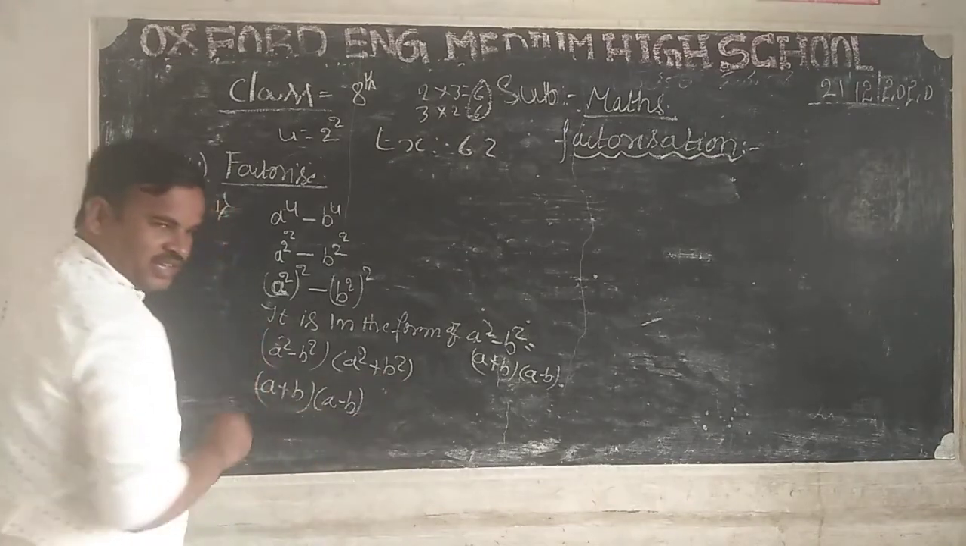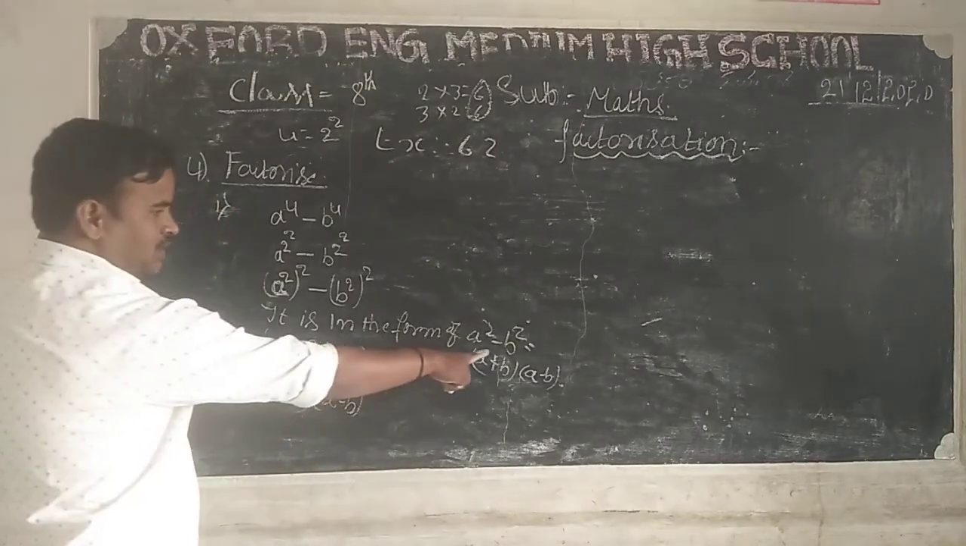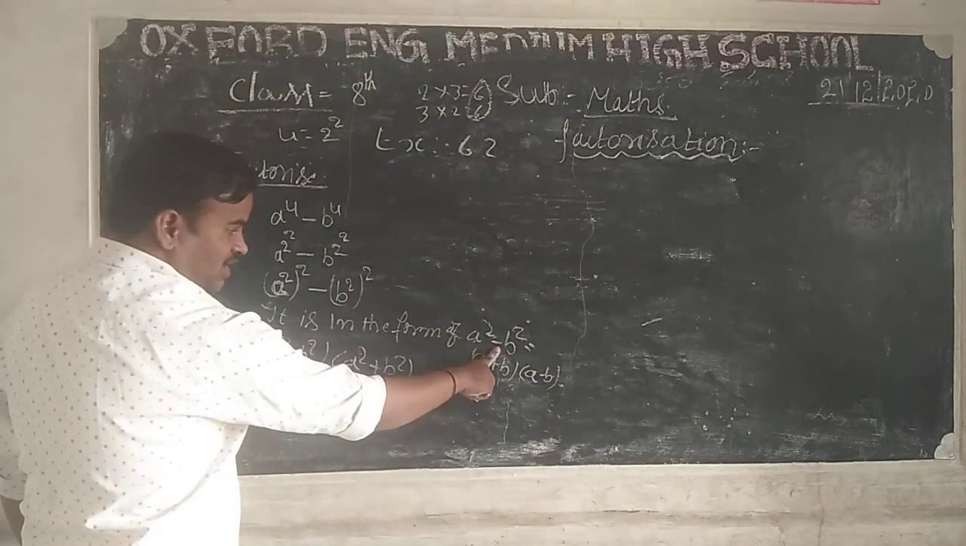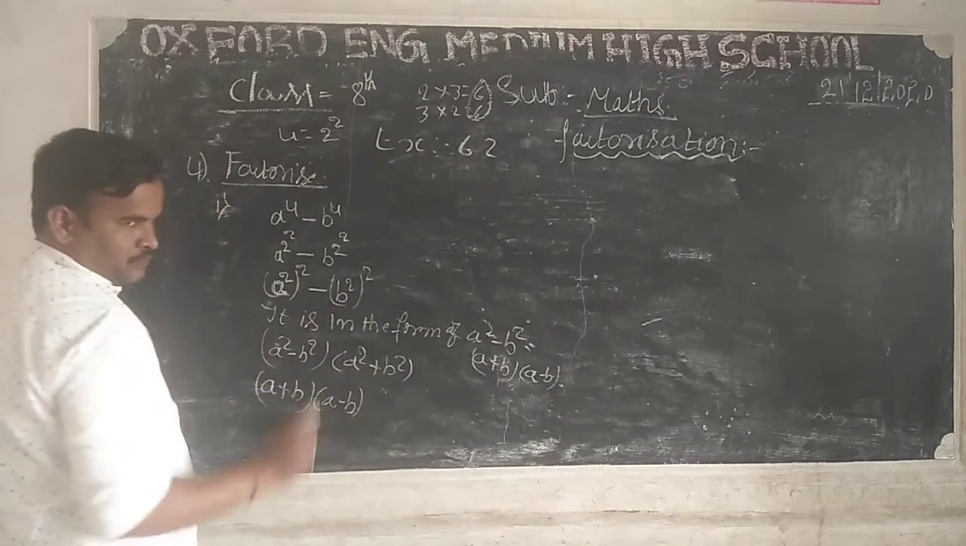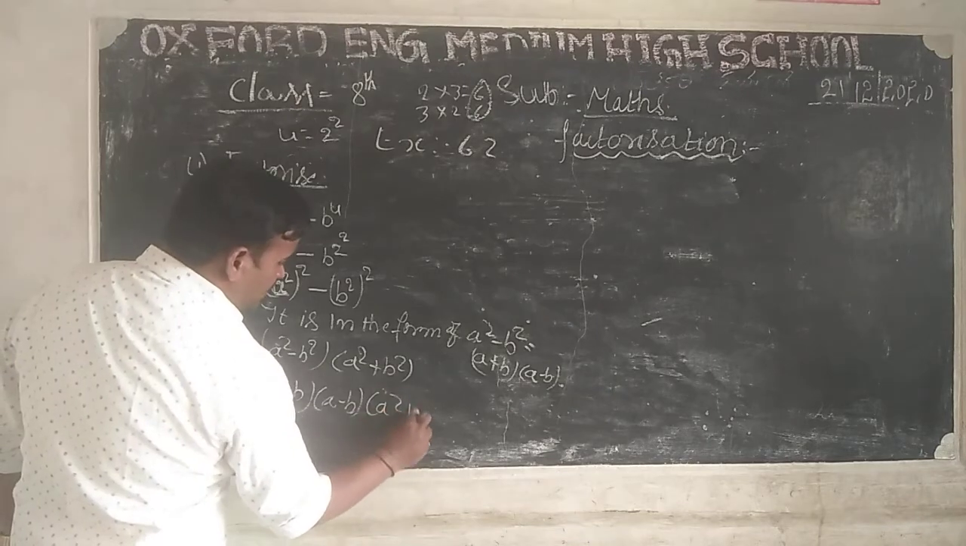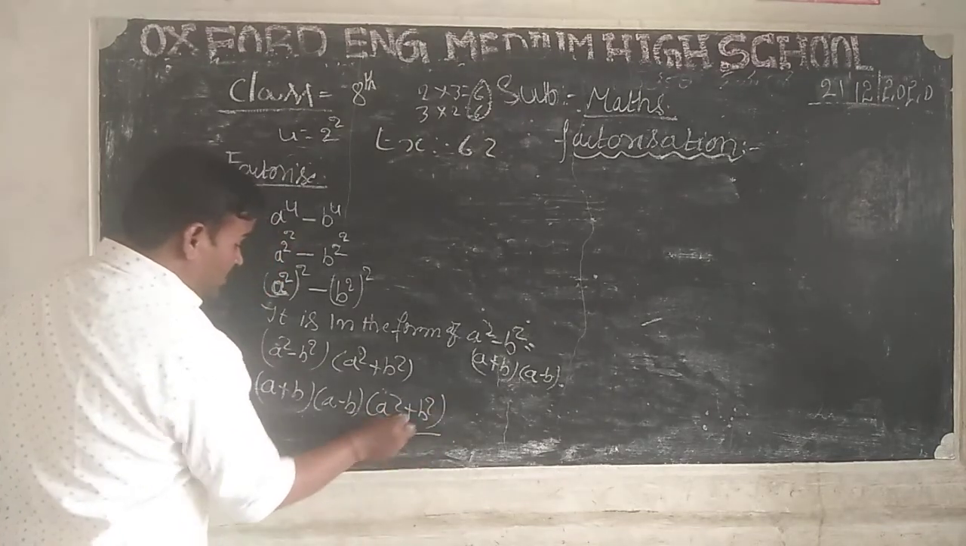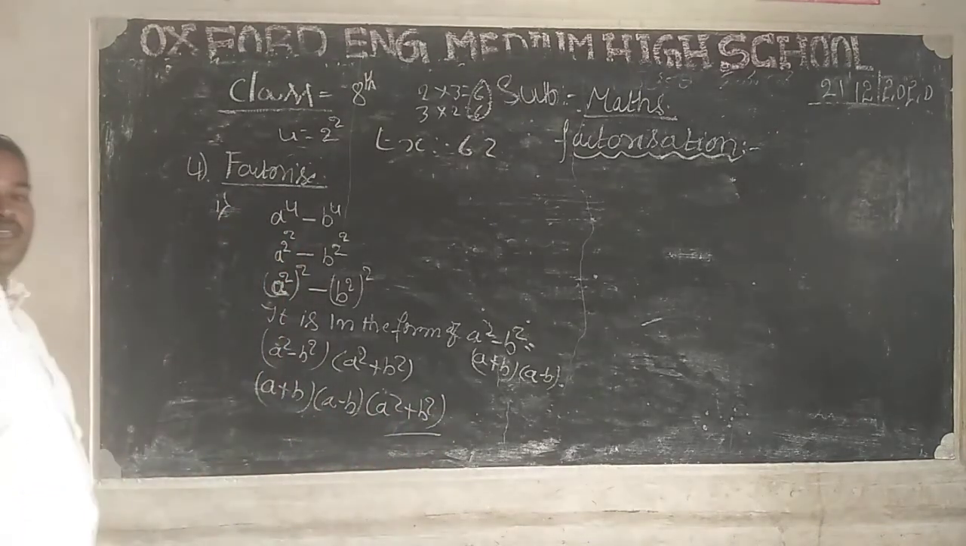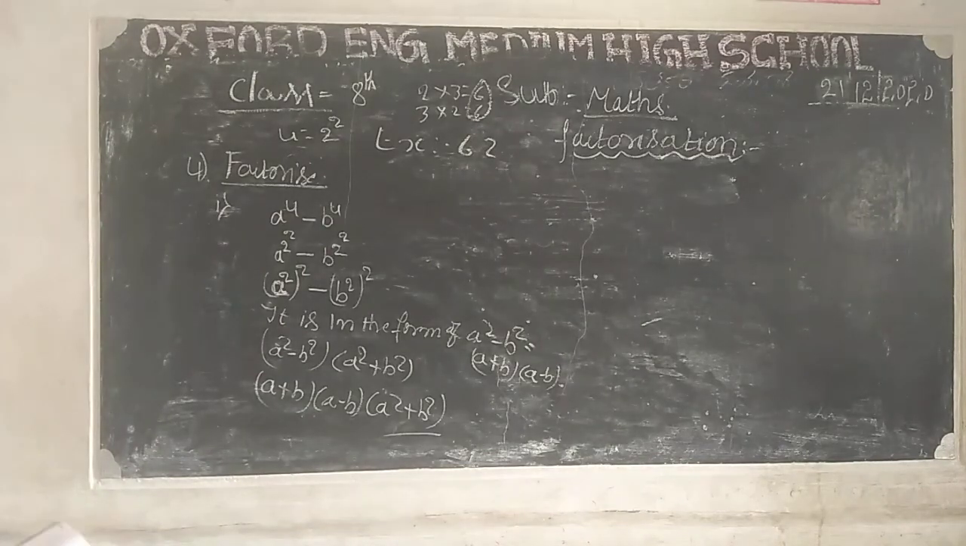Again, this one a square plus b square does not expand according to this identity, because we are using the negative sign in a square minus b square. That's why it is not in the form of a square minus b square, so you write it as it is, a square plus b square. So these are the three factors of a to the power of 4 minus b to the power of 4.